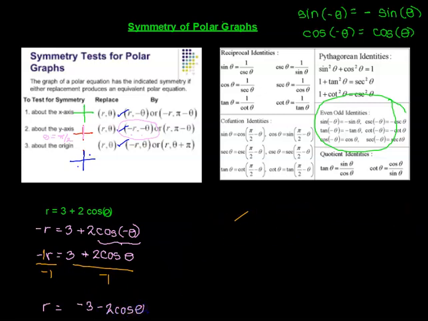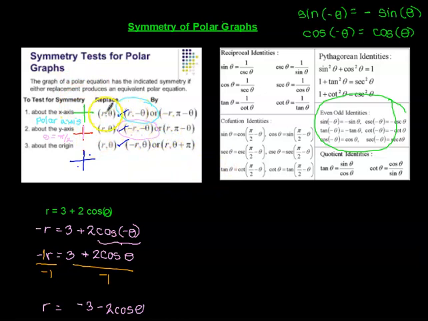Needless to say, this is not the same as the original, so it's not going to be symmetric with respect to the y-axis. From here, I'm going to test out, let's say this one. Is it symmetric with respect to the x-axis, which can also be called the polar axis? Remember, when you're dealing with polar graphs, everything has kind of different names every now and then, so you just know that it means the x-axis, though.